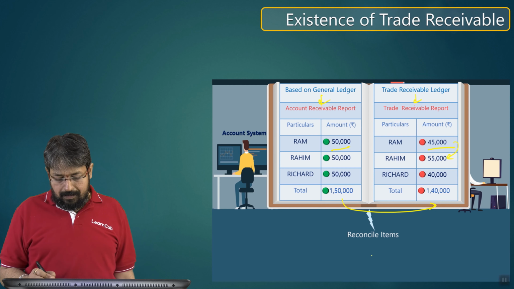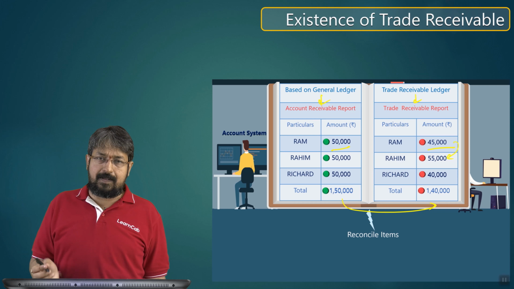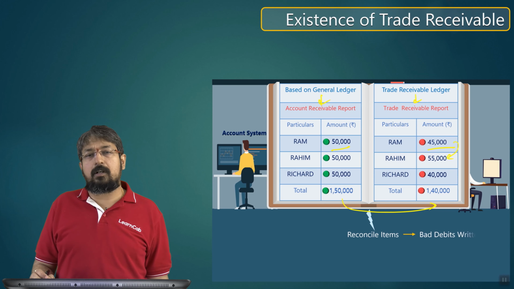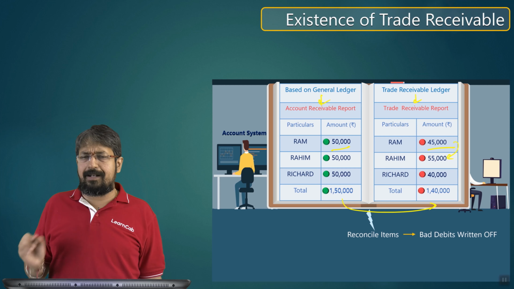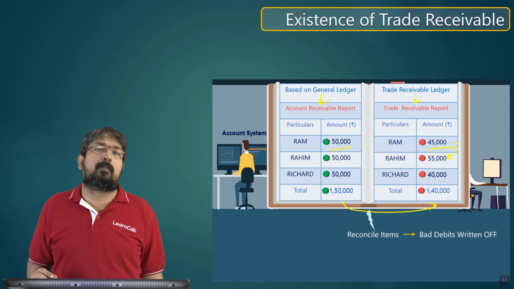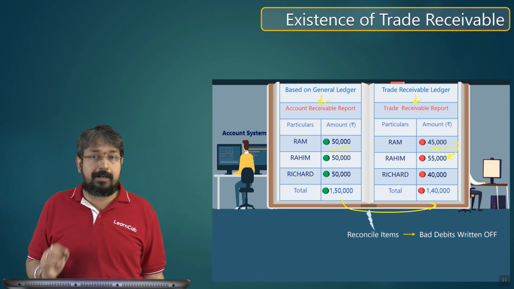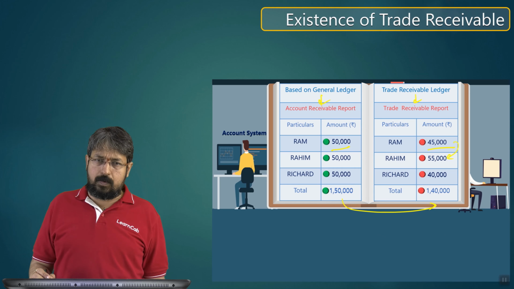Okay. And now here there are reconciling items. As I told you, you have to reconcile the differences, and why there are differences, that we need to ascertain. And if there are any bad debts, then the bad debts have to be written off. So if you are following up with the customer and the customer is not ready to pay or is not able to pay, then those bad debts also have to be written off.